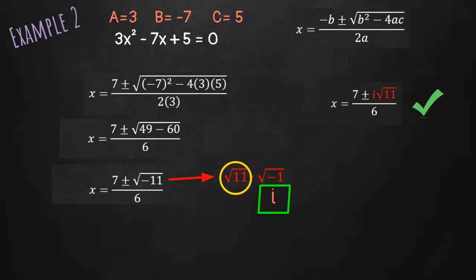So I have i on the outside of my radical along with that square root of 11. Now, I can't simplify my fraction, as 7 over 6 is as simplified as I can get, so that would be my final answer.